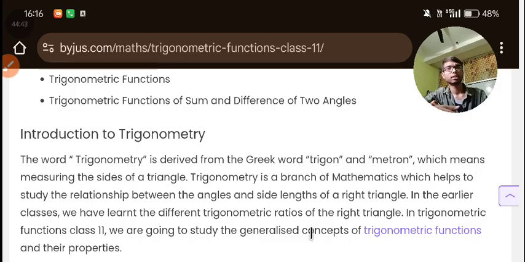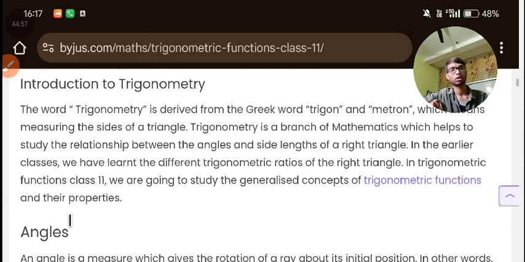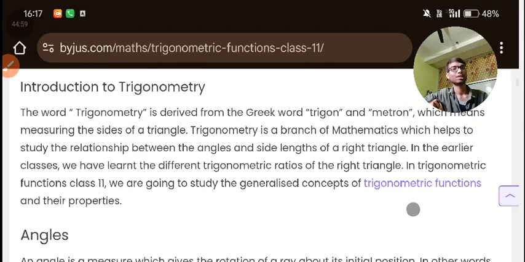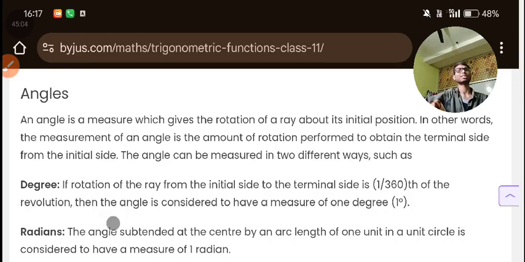In earlier classes, we learned the different trigonometric ratios of right angles. In trigonometric functions, class 11, we are going to study the generalized concept of trigonometric functions and their properties. We will click on this link later, but first of all, let's complete this. Angles. What is an angle?